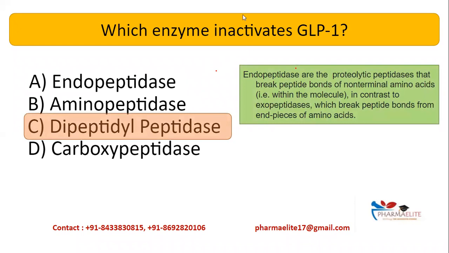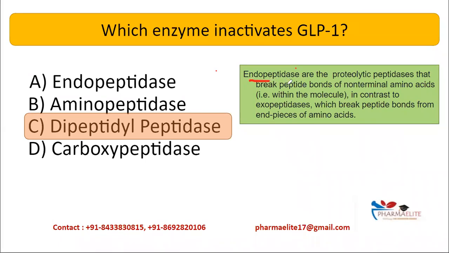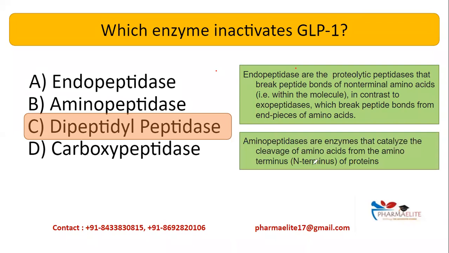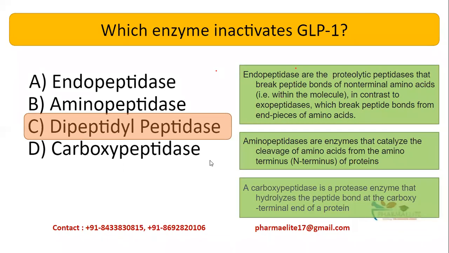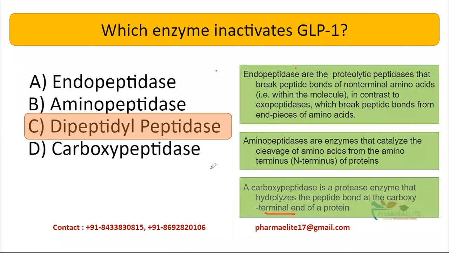Endopeptidase is the enzyme that breaks the peptide bond from within the molecule, because it says endopeptidase. That's the difference between endo and exopeptidase. Endopeptidase breaks the peptide bond from within the molecule, and exopeptidase breaks the peptide bond from the end part of the peptide molecule, or the amino acid. Next is aminopeptidase. Aminopeptidases are the enzymes that break the amino acid chain at the N terminal of the protein chain, and carboxypeptidases are the enzymes that break the peptide bond from the carboxy terminal, that is the C terminal at the end of the protein chain.